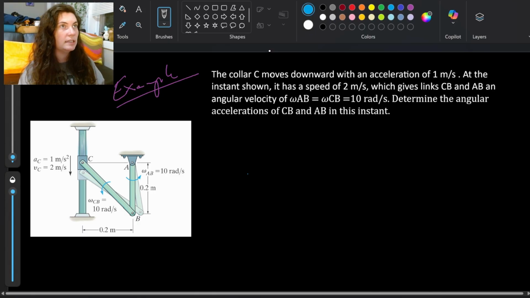So it says that there is a collar at C that moves downwards with an acceleration of 1 meter per second, and that should be meter per second squared because that's an acceleration. So moving downward with an acceleration of 1 meter per second squared. At the instant shown, it has a speed of 2 meters per second, which gives lengths CB and AB an angular velocity of 10 radians per second for both of them. So omega AB and omega CB are both 10 radians per second. Determine the angular accelerations of CB and AB in this instant. So go ahead and pause the video here. Go ahead and attempt it on your own, and then we'll work through it together.